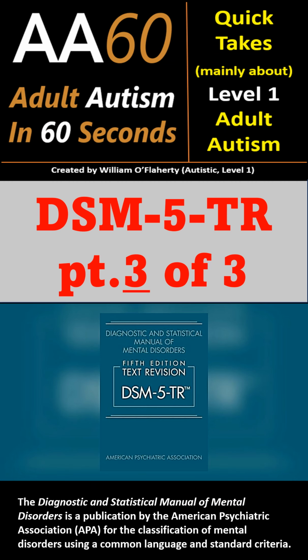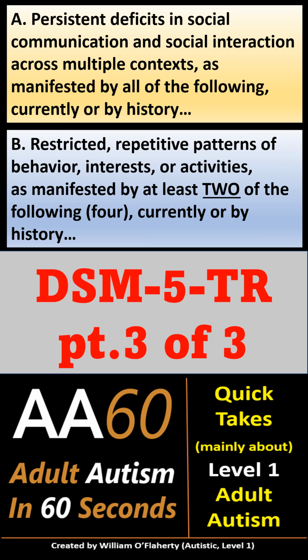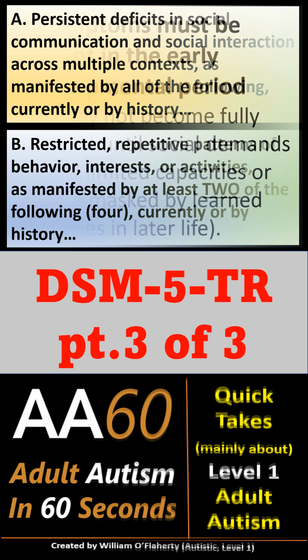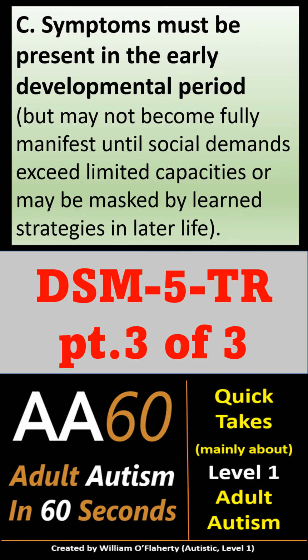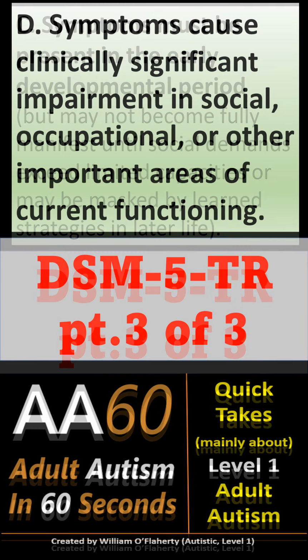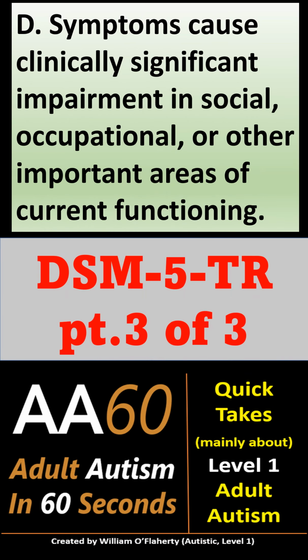The last two videos presented the two core criteria to be diagnosed with autism. This video shares three additional criteria that must be considered before a diagnosis of autism can be made. First, symptoms must be present in the early developmental period, that is, as a kid. Second, symptoms must cause clinically significant impairment in social, occupational, or other important areas of current functioning.